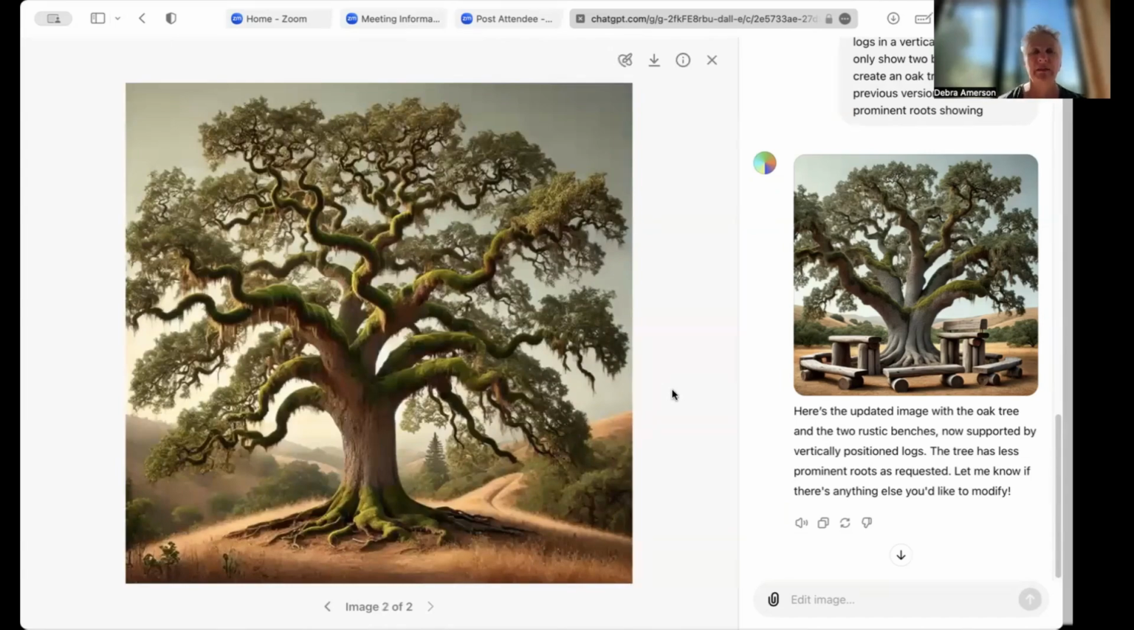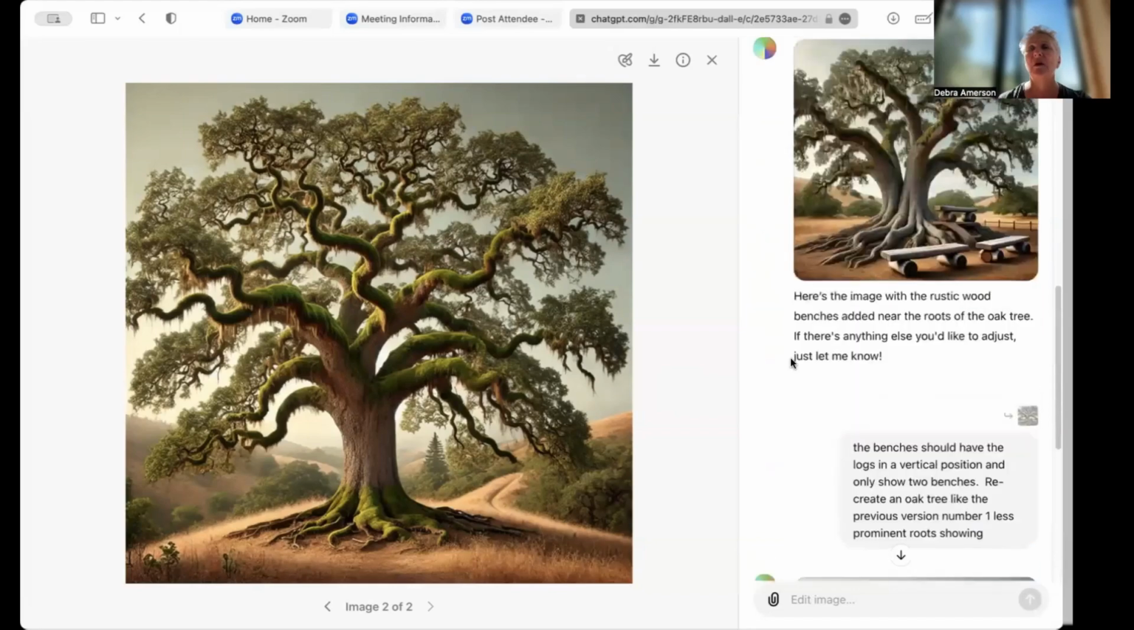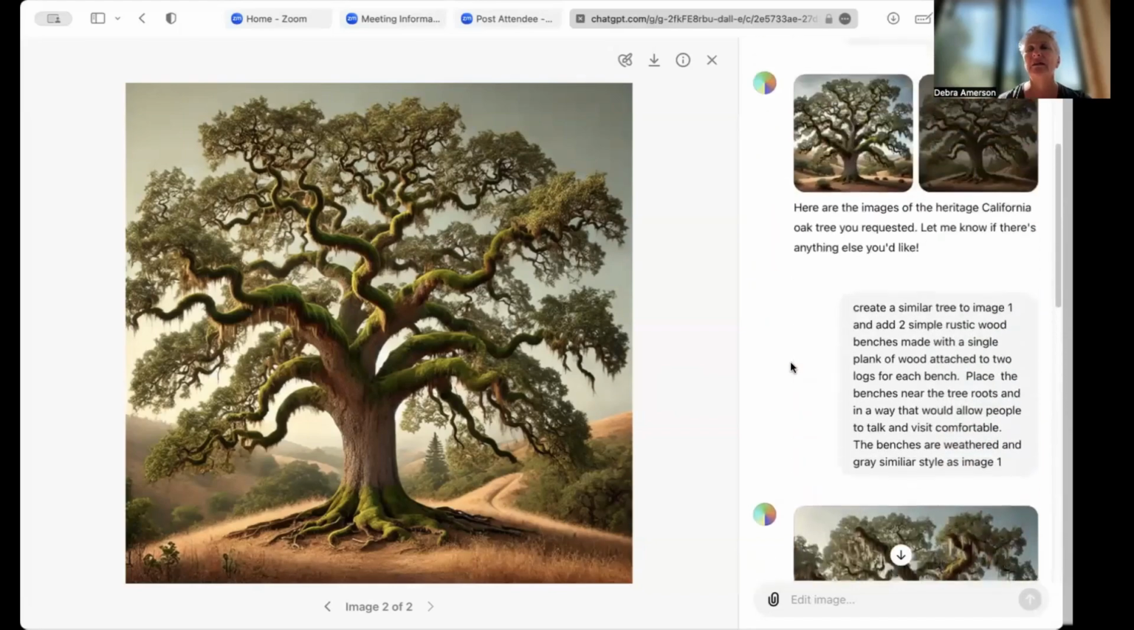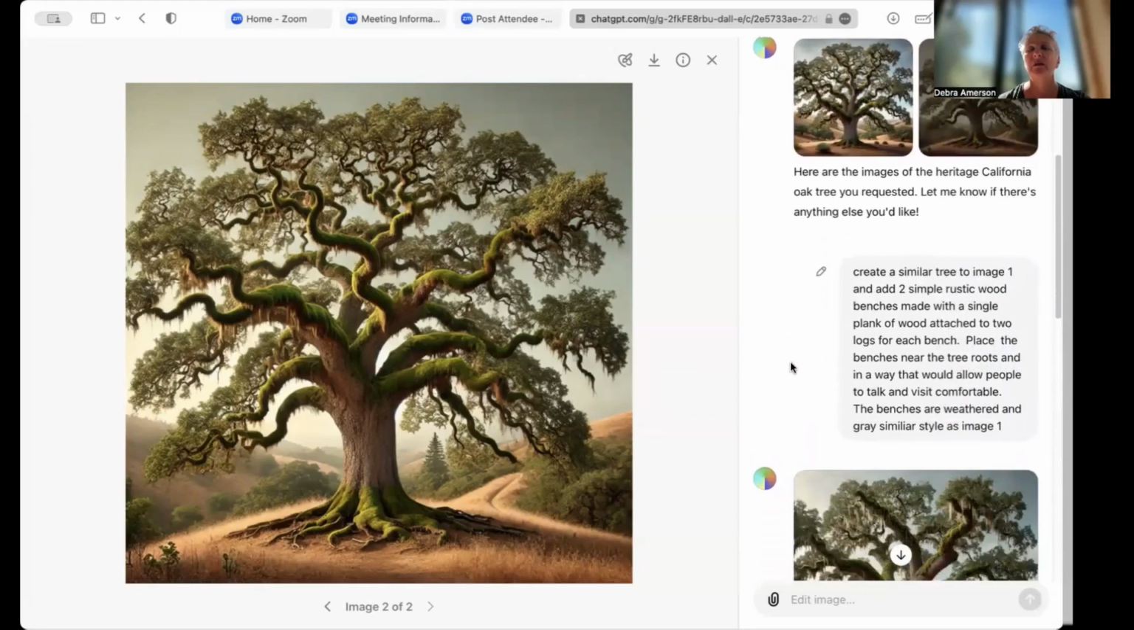And it could certainly pass if I was writing a story about where I live, and I wanted to talk about the oak tree at the San Geronimo Valley Commons. I think that would be a nice image to use. I think it would work. So very happy with that. What I did want to do was add the rustic wood benches.